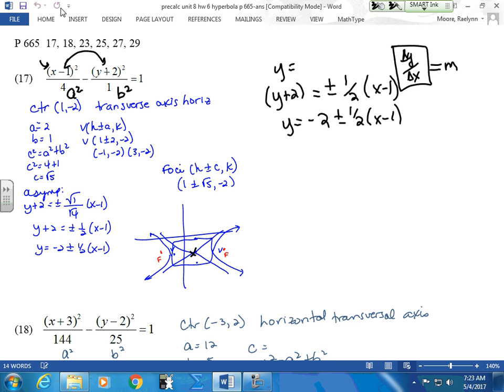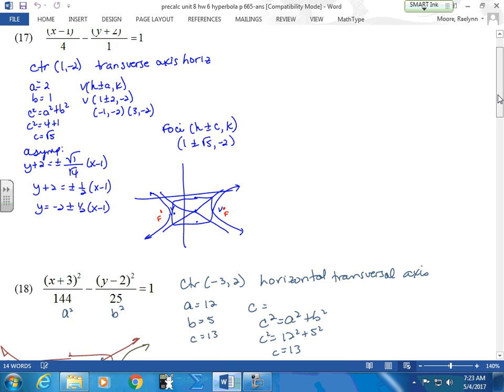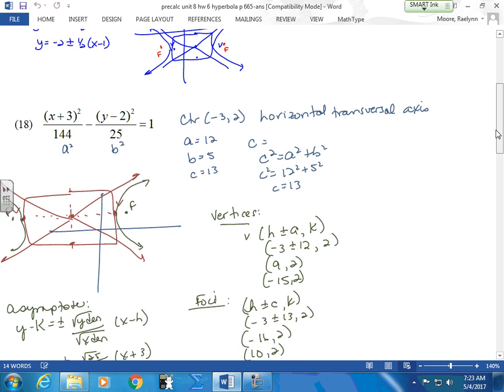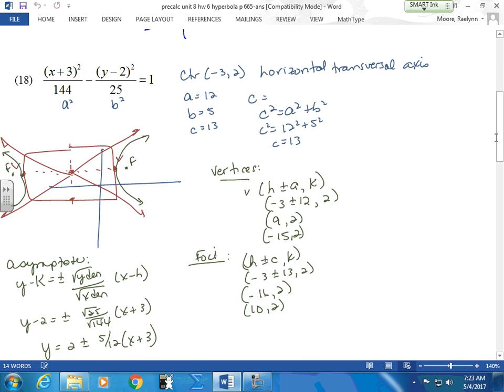Everybody else okay with this? Technically, not to list them, but to find them to make the box, yes. But do you have to list them? Because they technically don't exist, but we do need them to find this box.